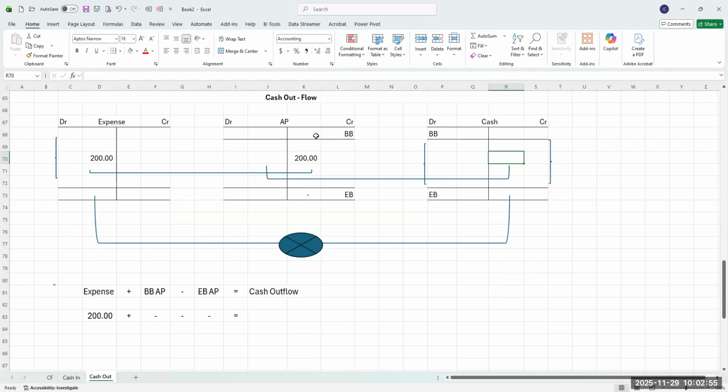So now, watch this. My beginning balance is $20, but my ending balance is 50. How much cash did I pay? 170. How did you get it? 200 plus 20 minus 50?